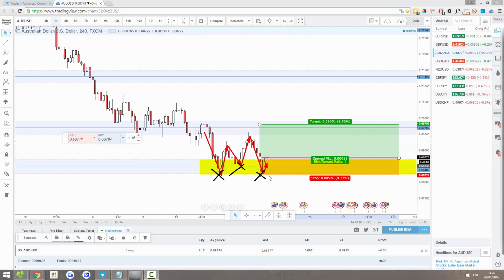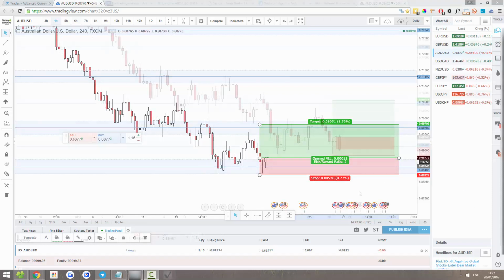So I have very strong support down here. I have buyers down here that are going to help push price up. And what I want to see out of this trade is that buyers are strong enough to break through this area. I'm relying on buyers to have enough power to break through this kind of problem zone and at least hit my target. And I'll keep you guys updated as the trade progresses.